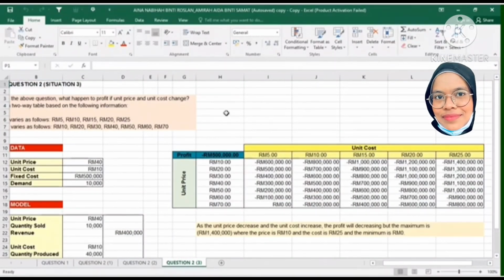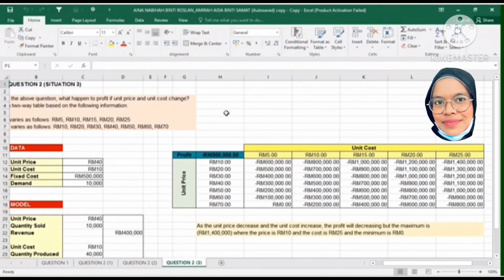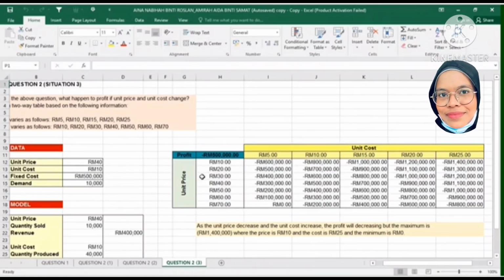Next, we need to know what will happen to profit if unit price and unit cost change. First, the profit will be negative 500,000 ringgit. The unit price will vary as 10 ringgit, 20 ringgit, 30 ringgit, 40 ringgit, 50, 60 and 70 ringgit. The unit cost will vary as 5 ringgit, 10 ringgit, 15 ringgit, 20 and 25 ringgit.